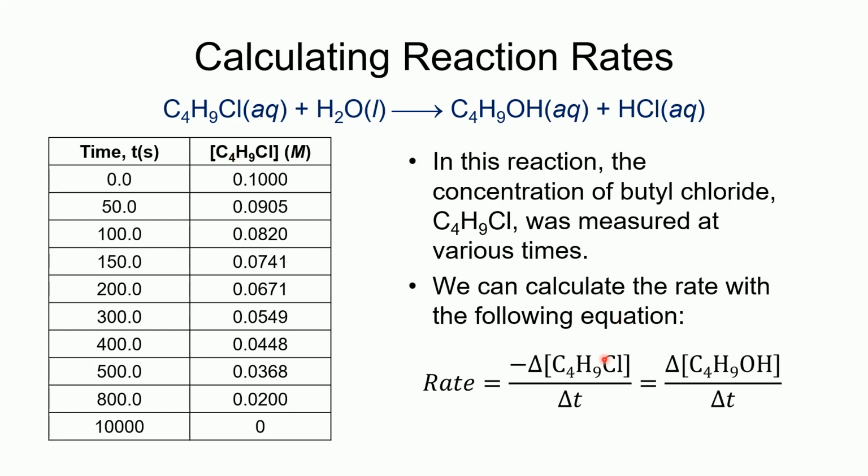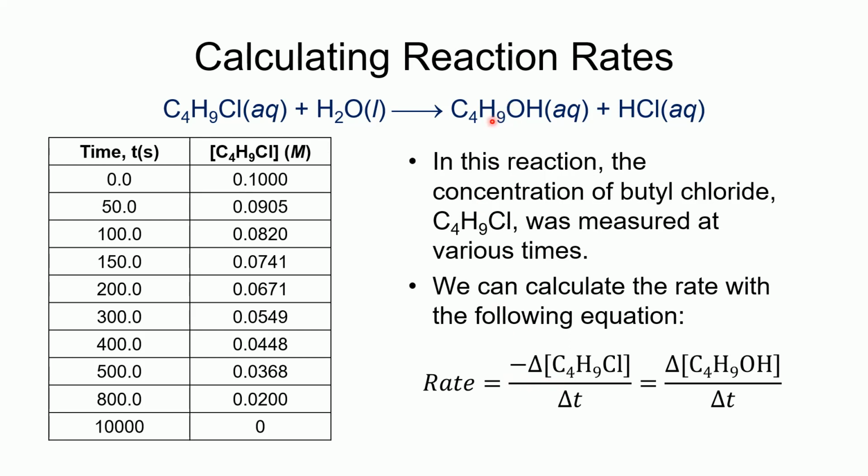So the rate of reaction is going to be delta, and of course you guys remember that delta means change. So the change in concentration of butyl chloride over the change in time. Now, you'll notice that I put a negative in front of this. And the reason for that is if we just do change in concentration over change in time, because the concentration is decreasing, we would get a negative value. Well, we want positive values for the rate of reactions. So we simply put a negative out front to make that a positive value.